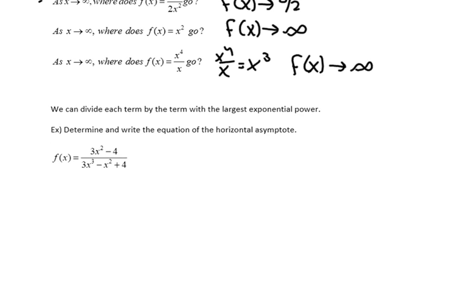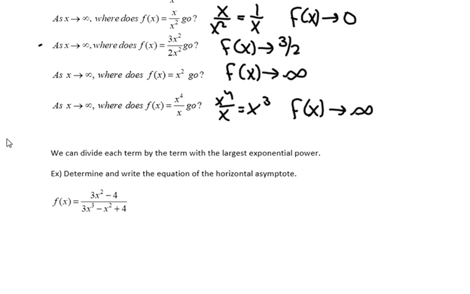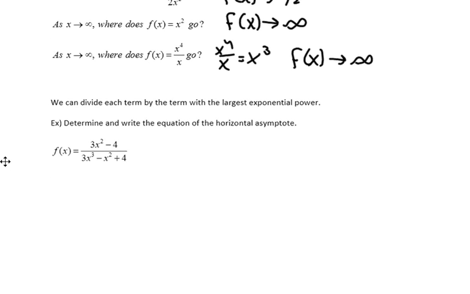Now, one way I can show these horizontal asymptotes is I can divide every single term by the largest exponential power and use the fact of what we tried to do up here a minute ago to try to guess where this horizontal asymptote is going to be. Okay? All right, so let's take a look at one then. When I take a look at this rational function, I notice x cubed is the largest exponential power. So I'm going to divide every single term by x cubed.